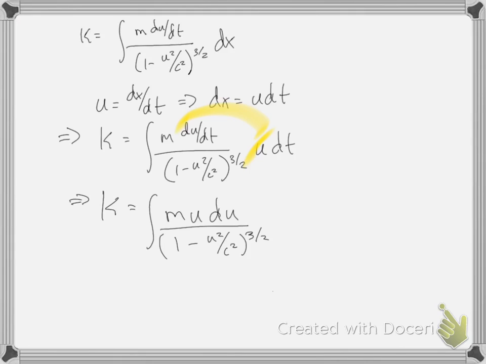At this point, I'm going to put some limits on here, because we said we're going from a kinetic energy of 0. Now the integral variable is u, so u initial equals 0 to u final equals u. So we're just going to integrate from 0 to u. Okay, so I want to go ahead and do this integral. So we've got K equals the integral from 0 to u of m u du over (1 minus u squared over c squared) to the 3/2. Sorry, my computer screwed up.